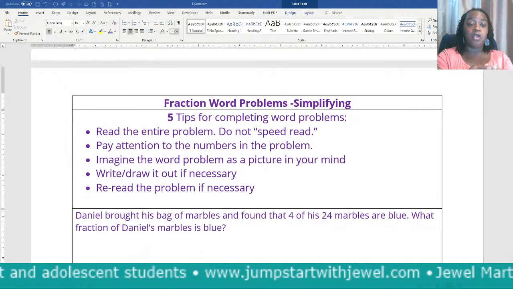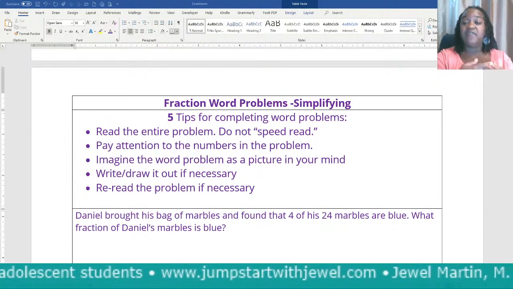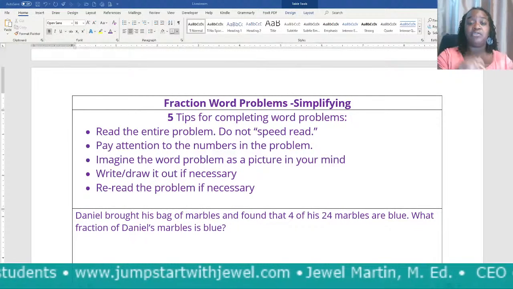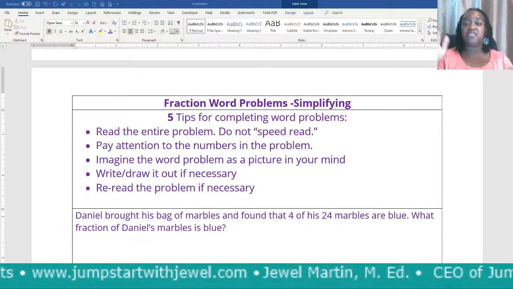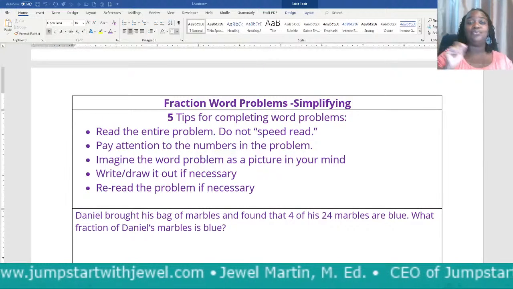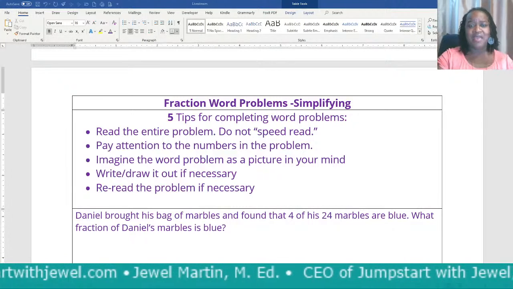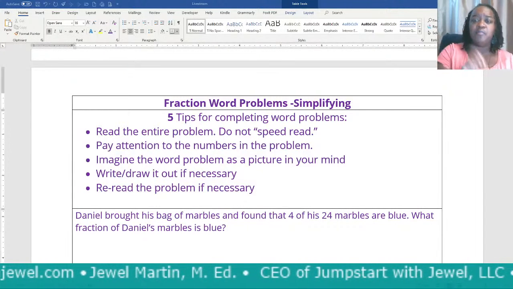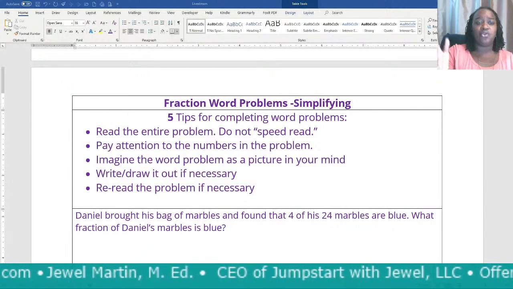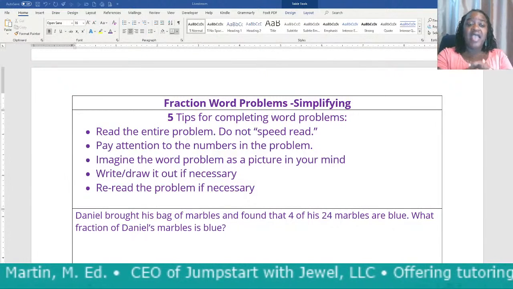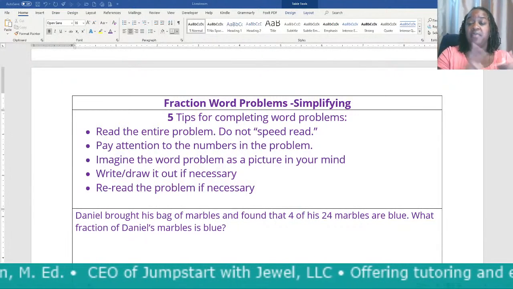Number 4, write it out or draw it out if necessary. Some word problems are very simple. You'll read it, and as soon as you read it, you may know the answer. Others, you may have to write them out. You may have to draw a few little pictures. It doesn't matter. You don't have to be an artist or anything, but just draw a box or draw a circle, whatever it's about, to help you understand. And the last tip is to reread the problem if necessary.